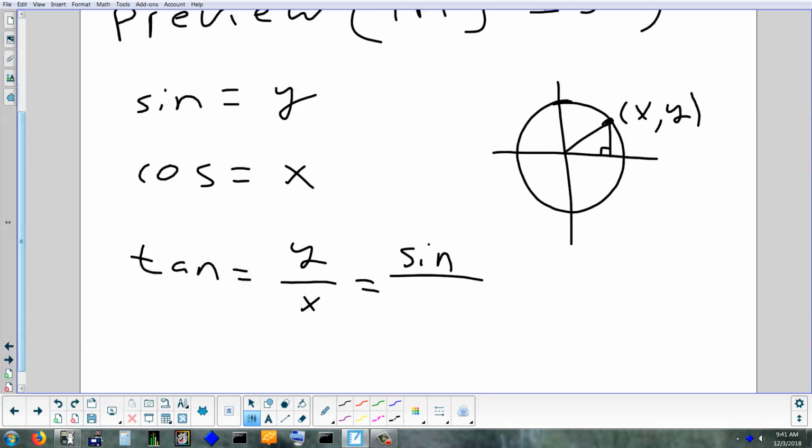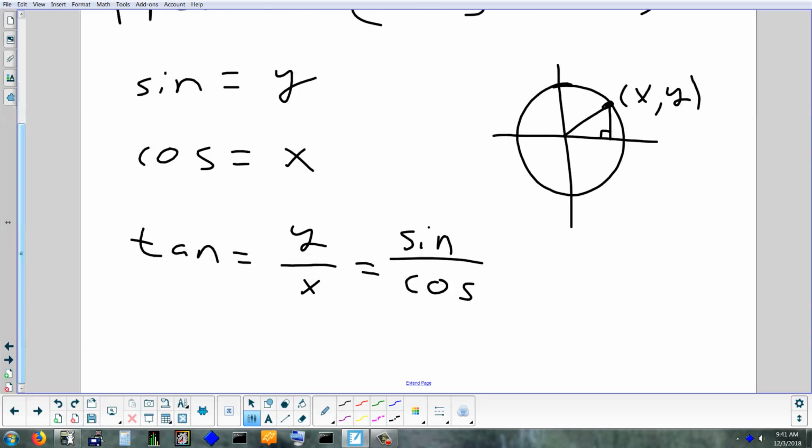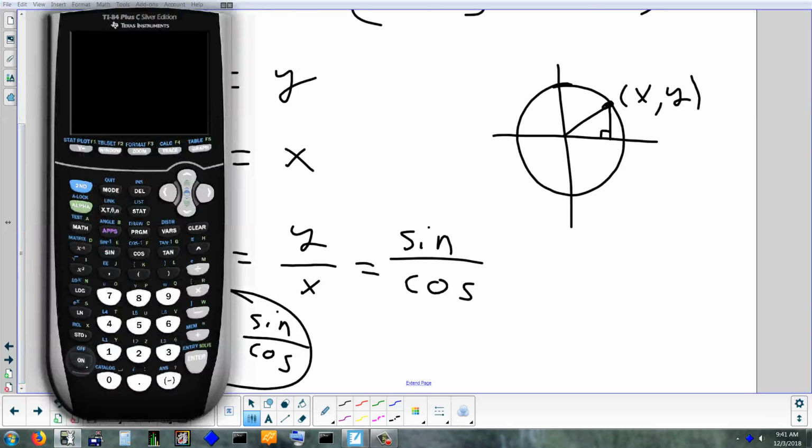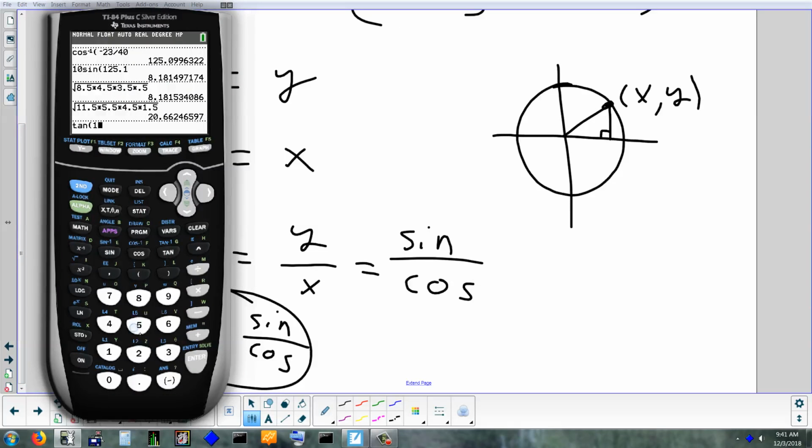What did he say x was? Cosine. So look what we really have. Tangent equals sine over cosine. That's a trig identity. If you want to know the tangent of something, you can take the sine and divide by the cosine. So let's say you wanted to know the tangent of 15.